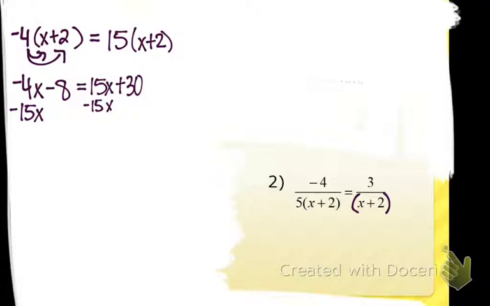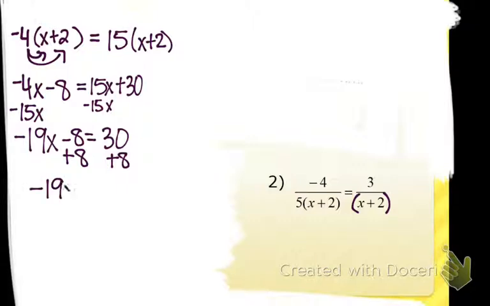If we subtract 15x, what do we end up with? Negative 19x minus 8 equals 30. Next step. Add 8. If it's not an x squared, we're just trying to get x alone. If it's an x squared, then we need it to be equal to 0. But if it's just plain old x, no x squared around, we can just get x alone. 30 plus 8. 38.